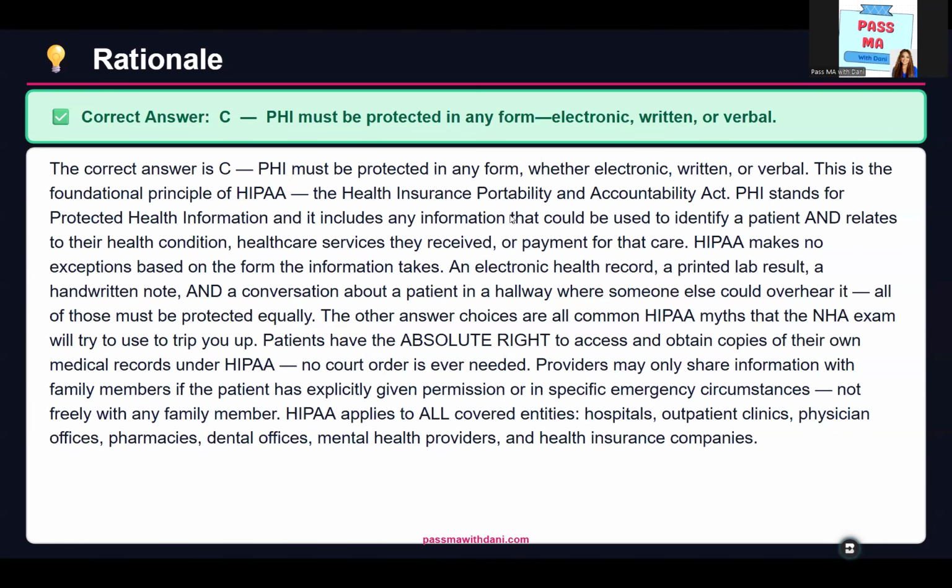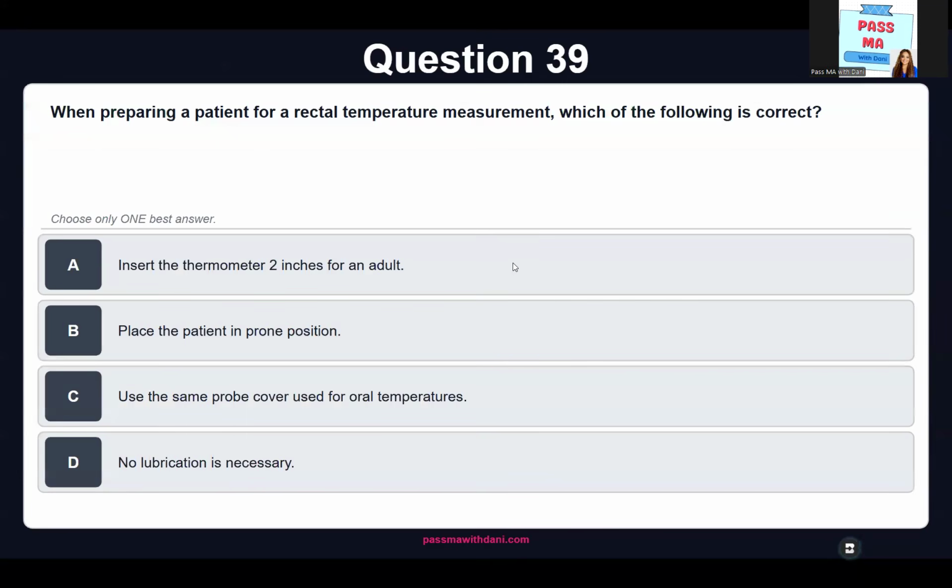Okay, good job. Now, question number 39. When preparing a patient for a rectal temp, which of the following is correct?